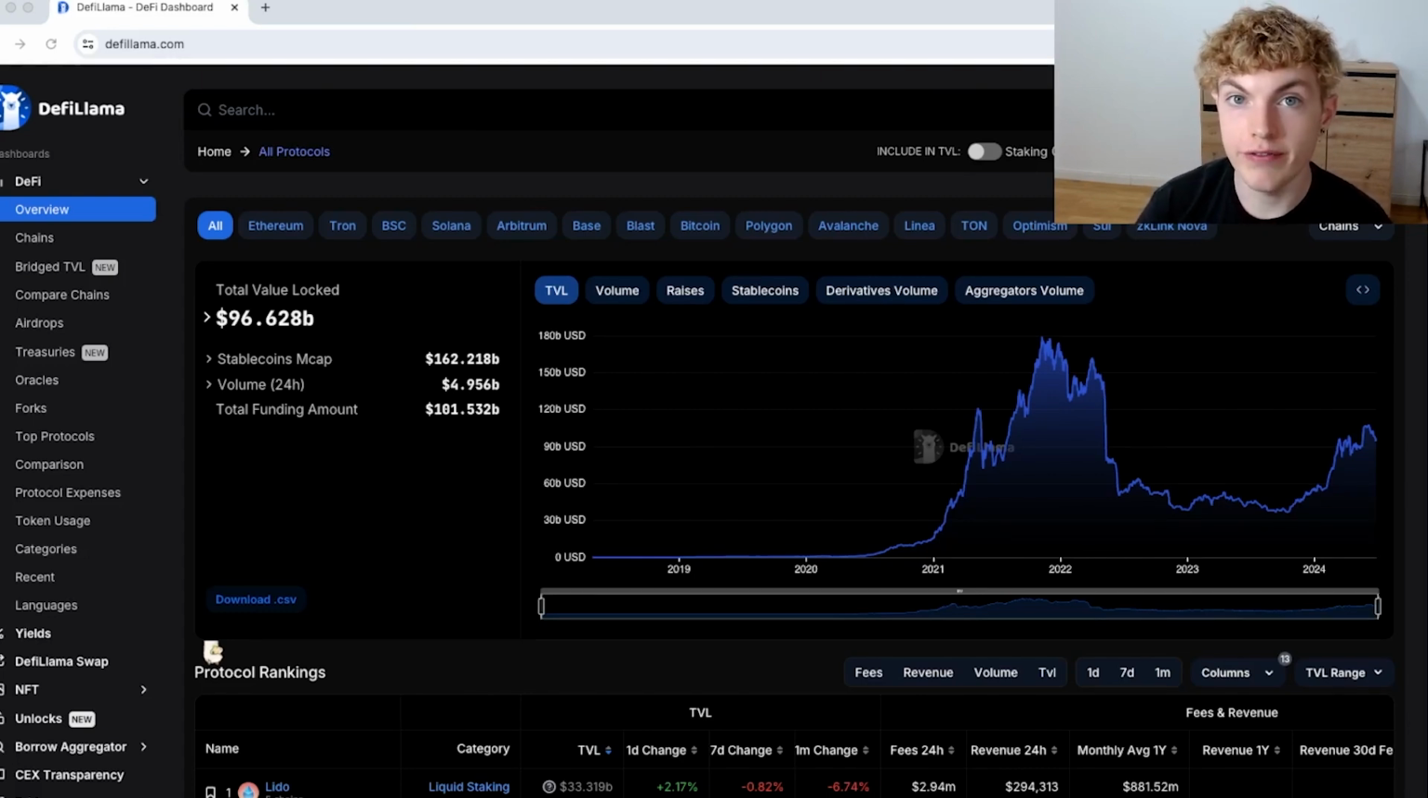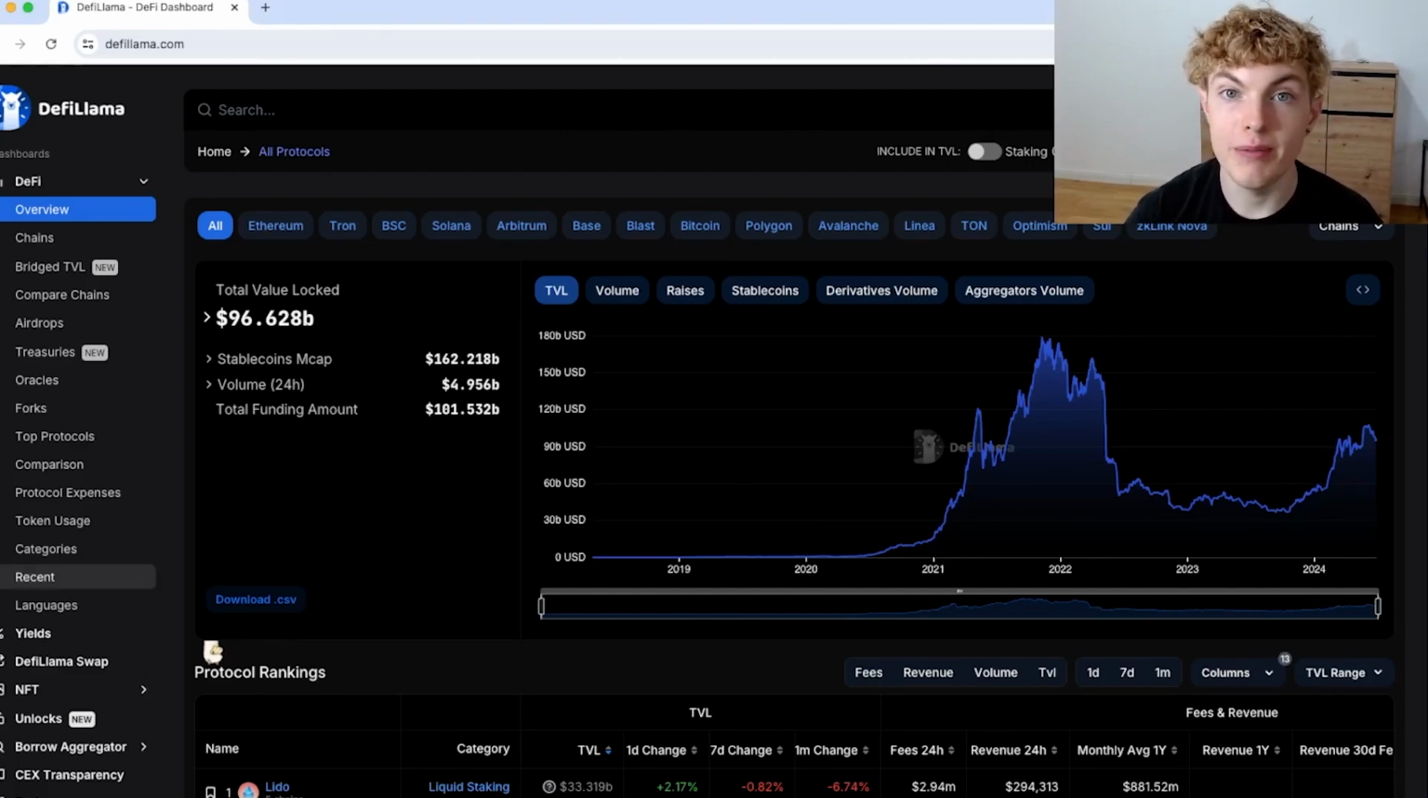So remember, there's a difference between yield farming and liquidity mining. In liquidity mining, you're strictly just earning the fees and the real yield for providing liquidity. But in yield farming, you're earning that as well as additional incentives for providing liquidity.